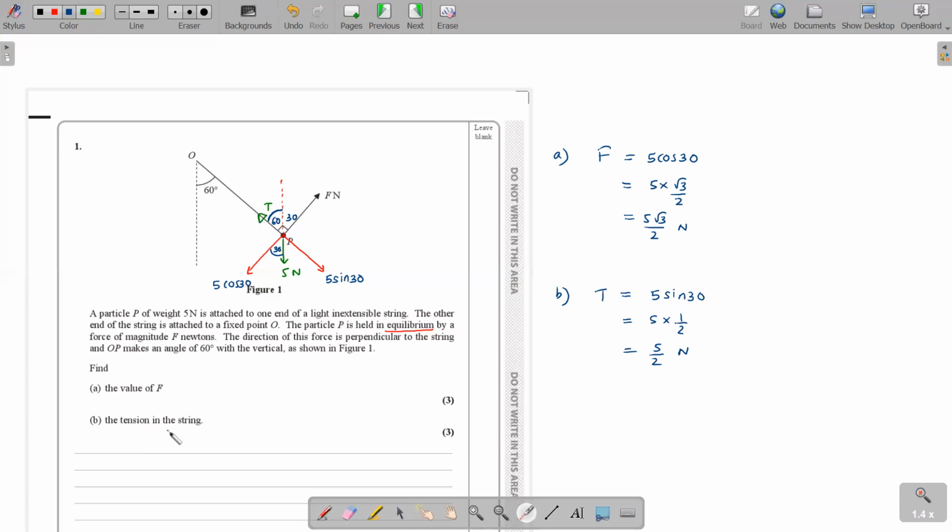Now it's actually okay if you use the normal vertical and horizontal equilibrium. But when they have part A and part B, it's very strict that you do not use the T value to find the F value in any way. You have to find the F value, and then using F you can find T. That is okay. But you cannot use part B to do part A. You can't do part B first and use that answer for part A.